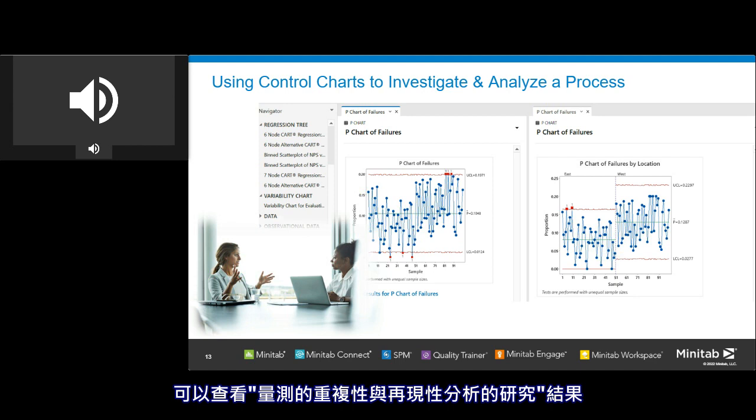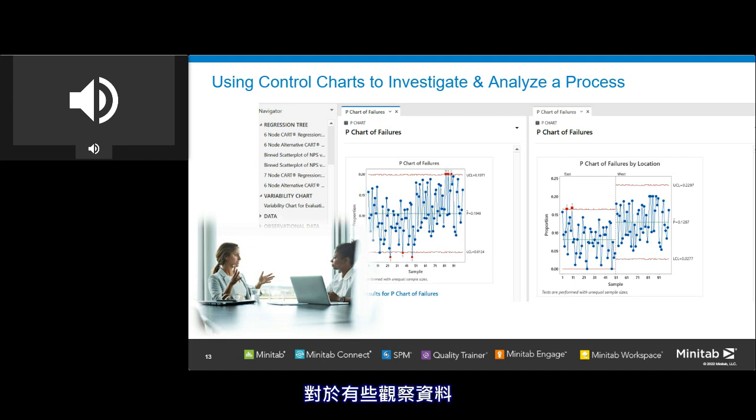This could also be in the context of gauge R&R studies, or just looking at a process where we've collected some observational data and we just want to get a feel for what's happening in terms of the stability. We can easily do that. Here I'm just showing you a picture of Minitab, with a proportions chart, where we can start to investigate and see what's going on.